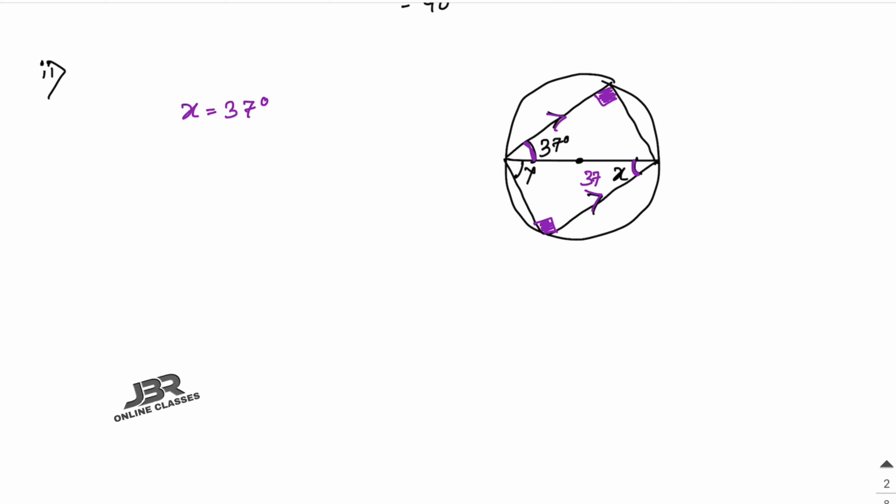And as X equal to 37, so Y equal to 180 minus 90 plus 37. Okay, 180 minus 90 plus 37, that means 127 subtracted from 180, it's 53 degree as your answer.